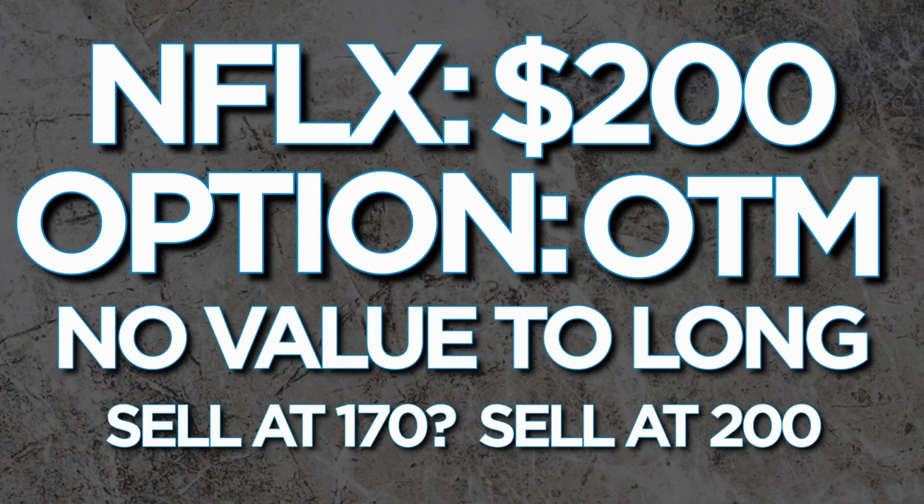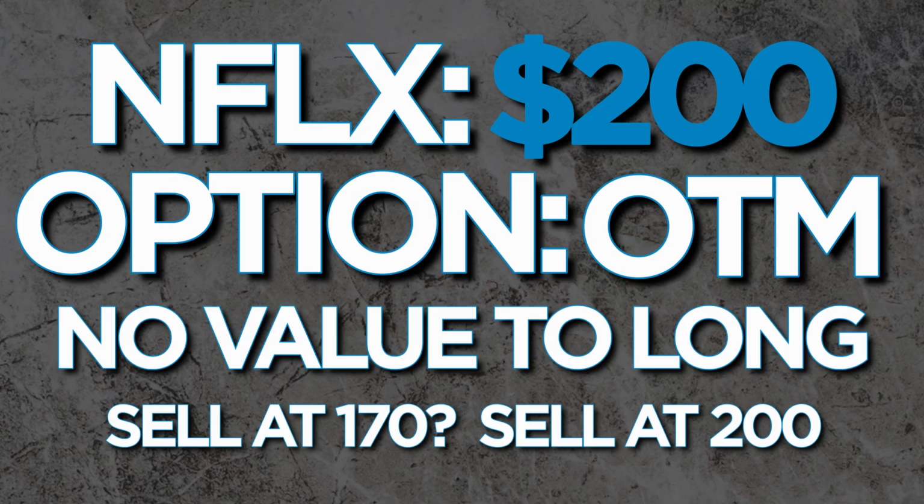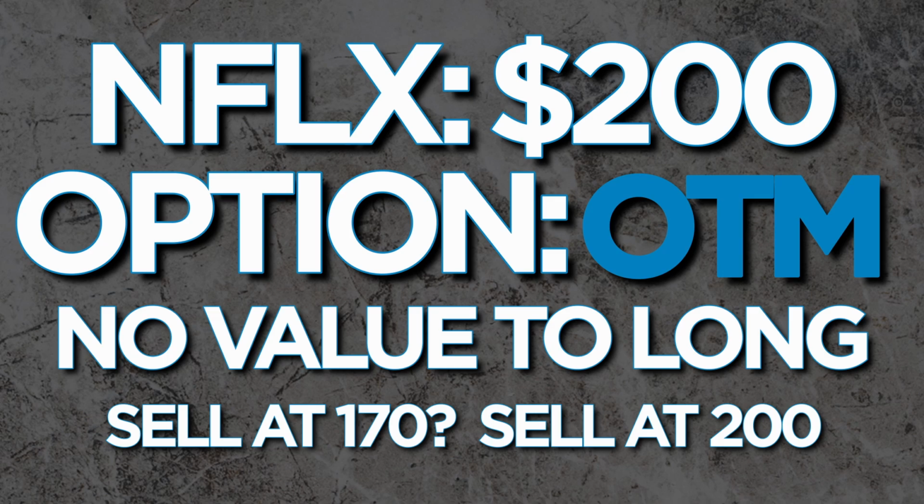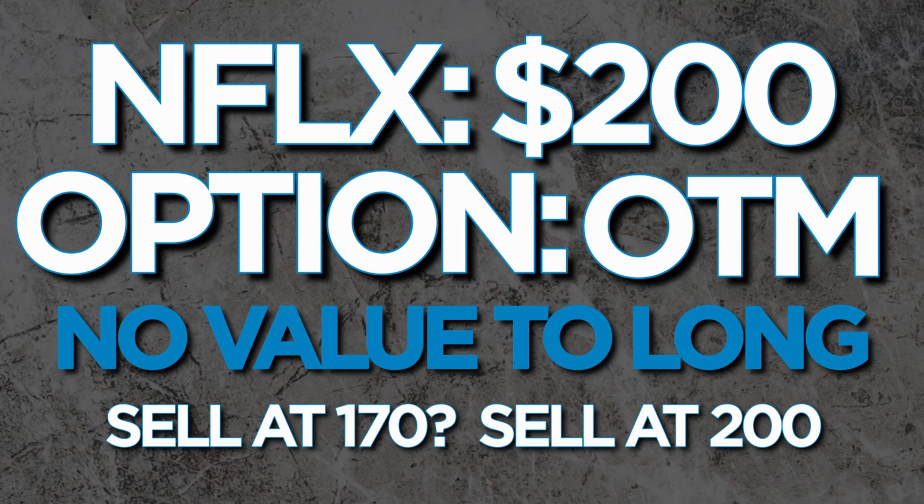Now, conversely, if Netflix goes up above your strike price of 170 in this example, this is great for you. This is great for you because if Netflix goes up to 200, let's say, this option is out of the money. Why is it out of the money? It's out of the money because it's not giving the long, me, any intrinsic value, right?